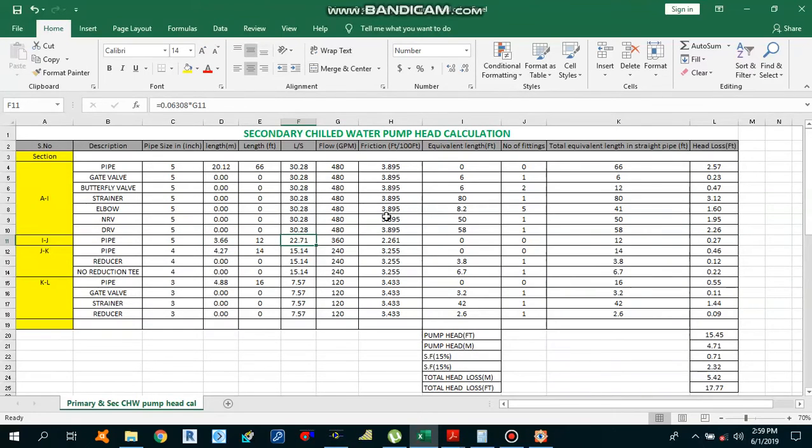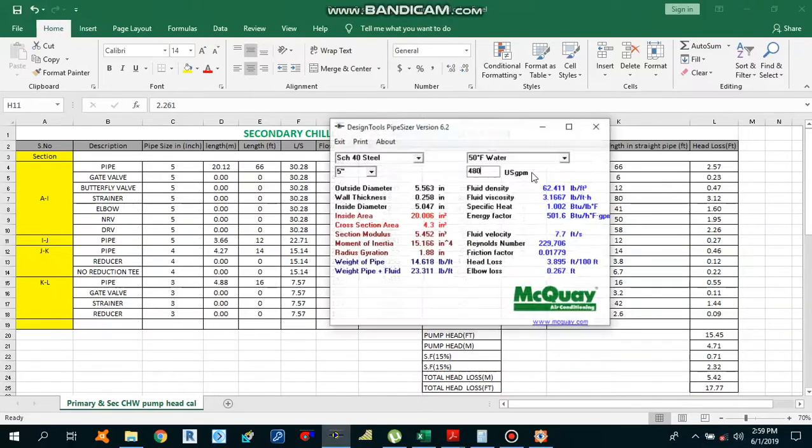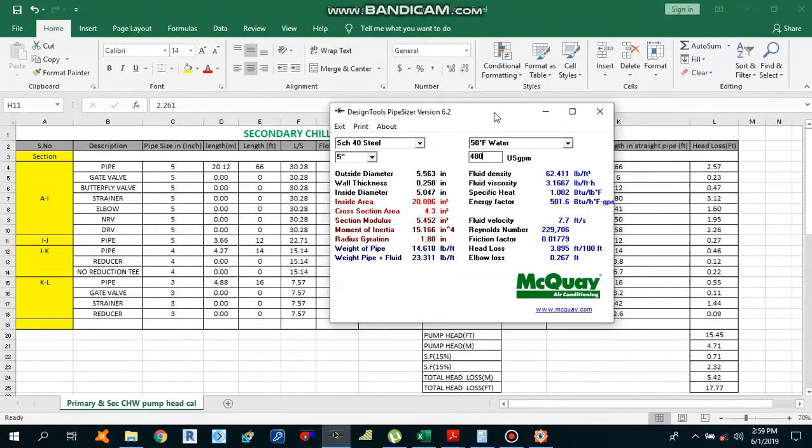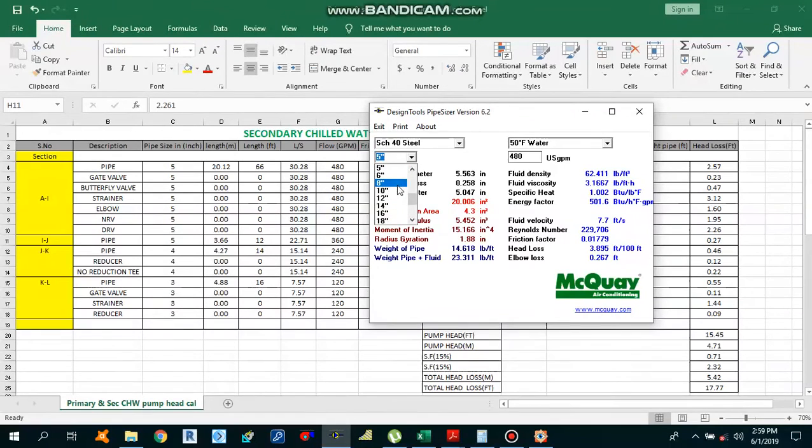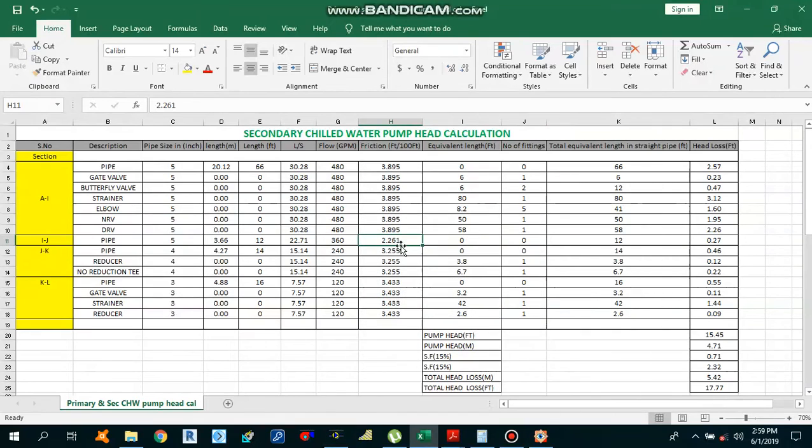And again we need to calculate the friction, that is feet per 100 feet. How did we get 2.261? Again we go to the pipe sizer tool. We have a 5-inch pipe size with 360 GPM this time. So how much is the head loss? 2.261 feet per 100 feet. So this is the straight pipe.